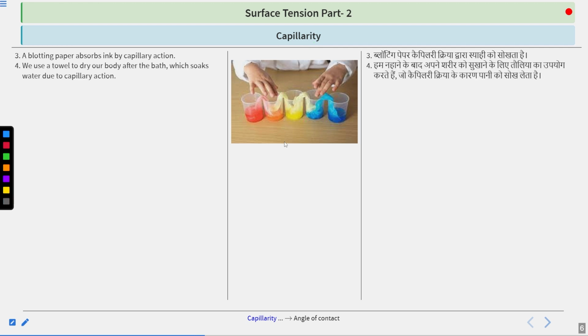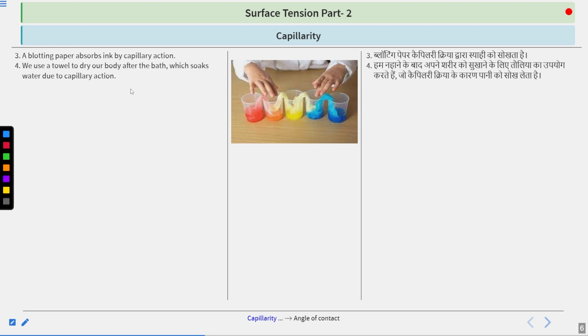We use a towel to dry our body after the bath, which soaks water due to the capillary action. After the bath, whenever you use the towel, it also has small threads. These threads provide the capillary action and they absorb the water from the body because they provide for it to rise up.